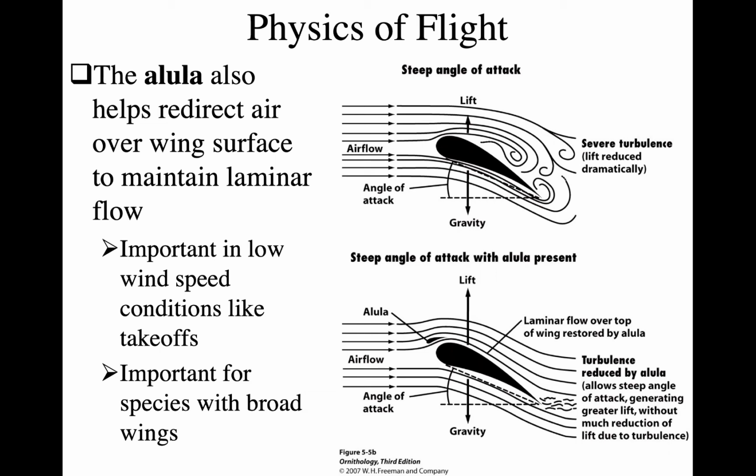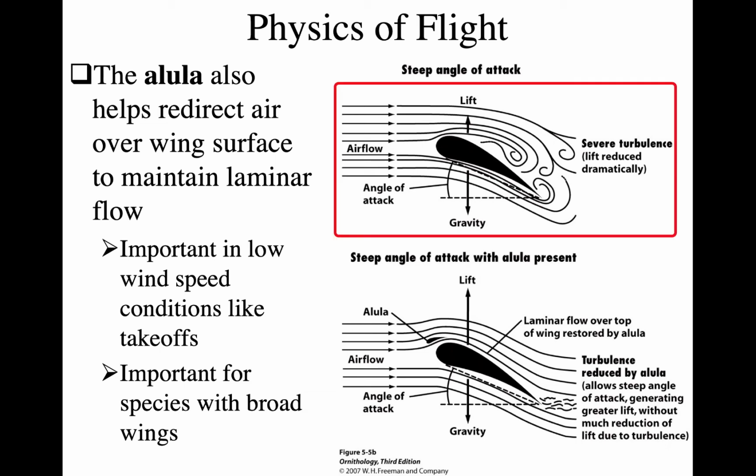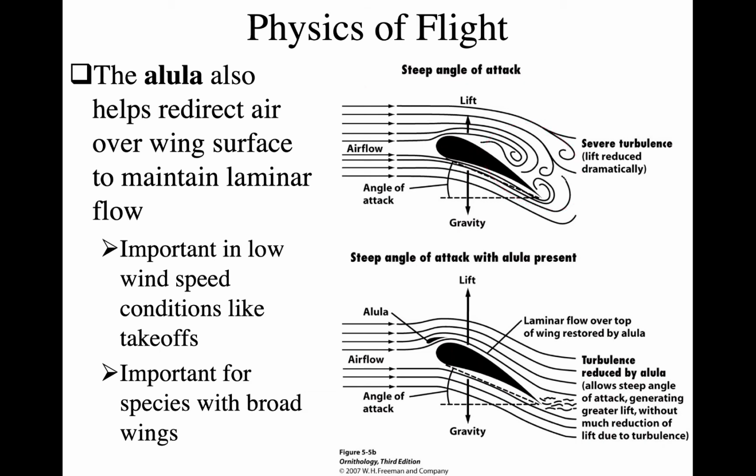What this does is, if you compare these two figures here, at the same angle of attack that's pretty steep, you see in the top figure you're starting to get a lot of turbulence, and so you're going to lose lift and have the potential to stall. But if you add an alula into the picture, it helps to deflect the wind going over the dorsal aspect of the wing, such that it helps to maintain much greater laminar flow.